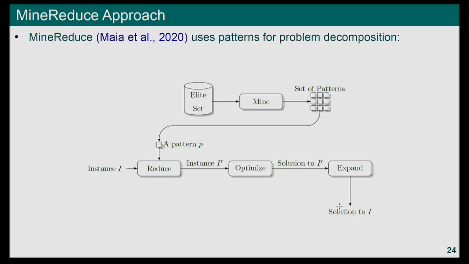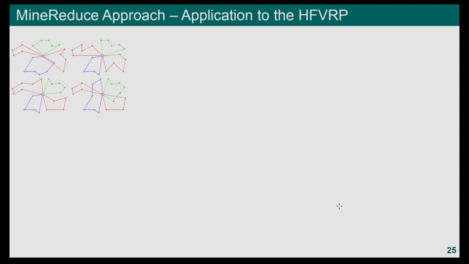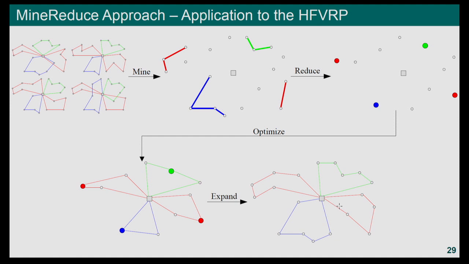So we also applied this approach to the HFVRP. So we start by generating an elite set of high quality solutions, and we mine patterns from it. And then we apply the reduction operation, which in this case is a contraction of the frequent paths into single vertices in the reduced instance. So then we have a reduced version of the problem. We solve this reduced problem, then expand that solution by reversing the reduction operation. So we start the search on the original search space from this solution.